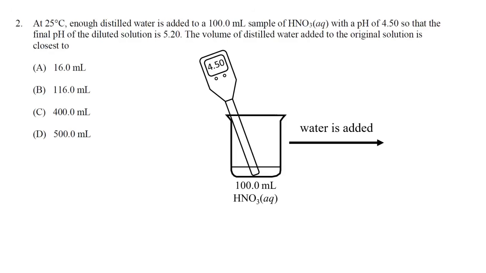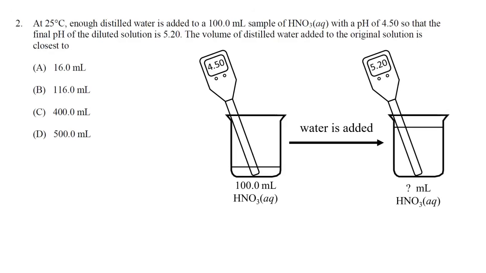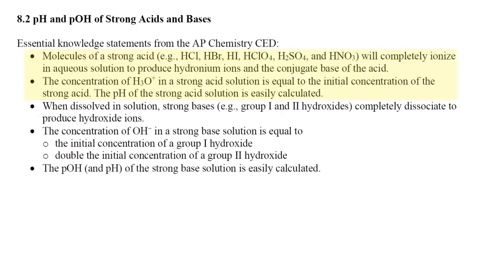Then a certain amount of distilled water is added, but we don't know exactly how much. Therefore, we don't know the final volume of this diluted solution. But we do know that the pH of the diluted solution is 5.20. And so the fact that it's nitric acid is important. This does fall under topic 8.2, which is pH and pOH of strong acids and bases.